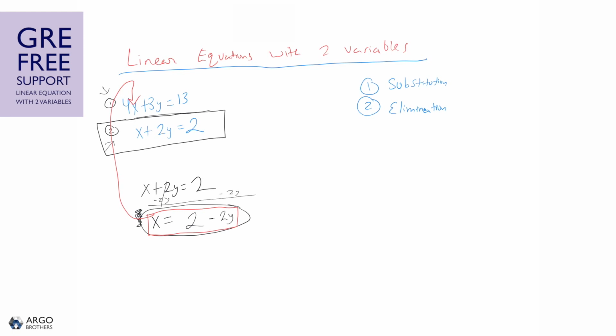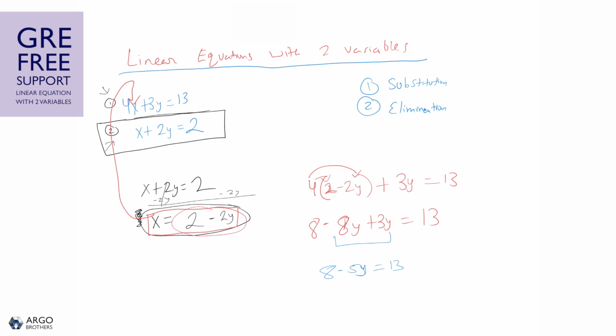So if I plug it in, what do I have? I have 4 times x. Well, x is equal to 2 minus 2y, so it's 4 times (2 minus 2y) plus 3y is equal to 13. Now I can use my distributive property. 4 times 2 is 8, minus 4 times 2y is 8y, plus 3y is equal to 13. Notice that negative 8y and plus 3y are like terms, and together they make minus 5y. So I have 8 minus 5y is equal to 13.